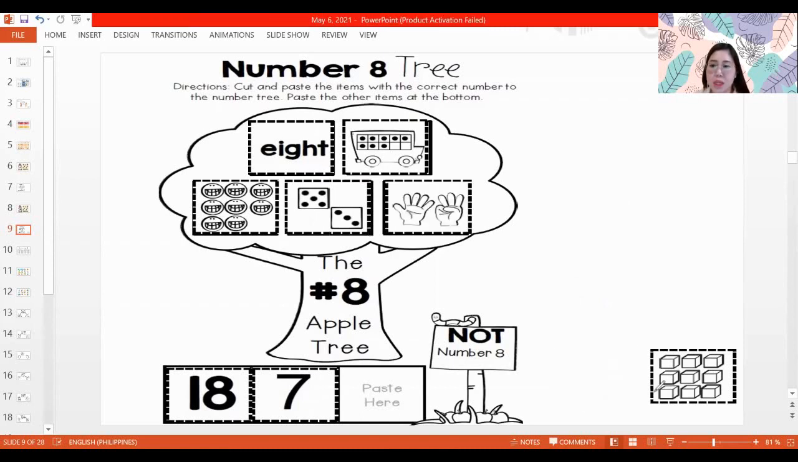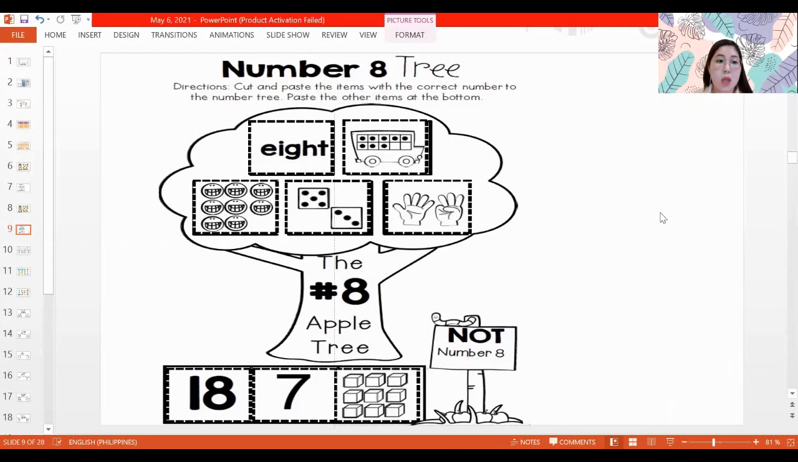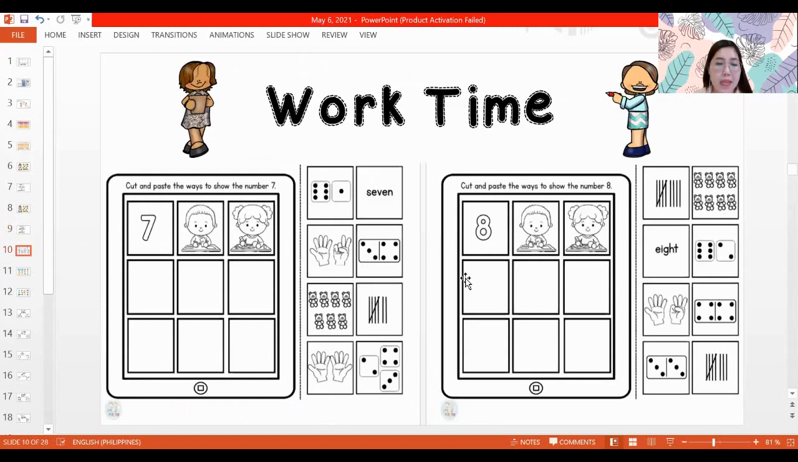And then the last one, our boxes or our cubes. 1, 2, 3, 4, 5, 6, 7, 8, 9. Oh, that's one more than 8. That's 9. So it should be in the bottom. So we already completed our number 8 and our number 7 tree. So now it's your turn to work, okay? You also have to sort number 7 and number 8 there with you. You can pause the video so you can finish your work.